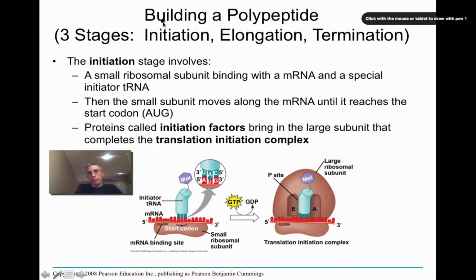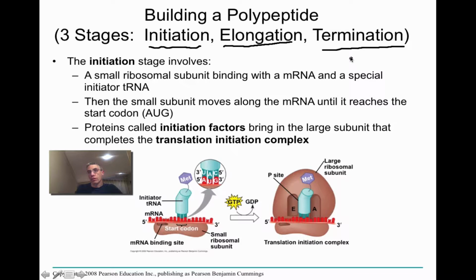So as we begin building our polypeptide or protein, there's going to be three different stages. One of them is called initiation, the second elongation, and then the third and final step is going to be called termination. Now the initiation stage is going to involve three things. The first one is a small ribosomal subunit, so that small part of the ribosome is going to bind with a messenger RNA strand, and there's going to be a very special initiator transfer RNA.